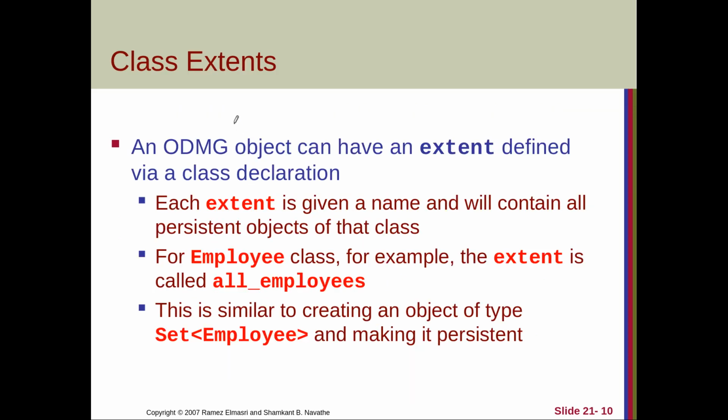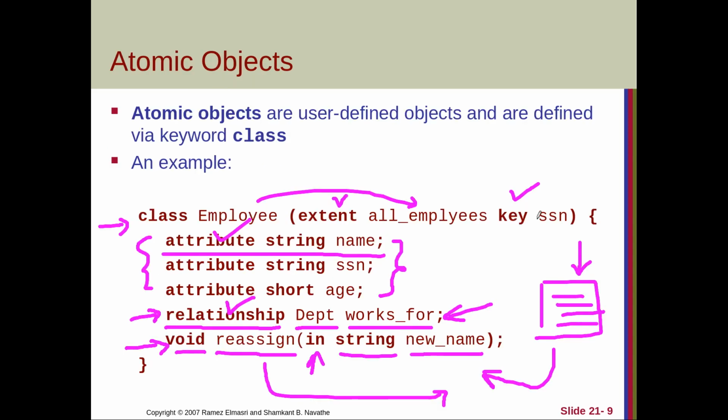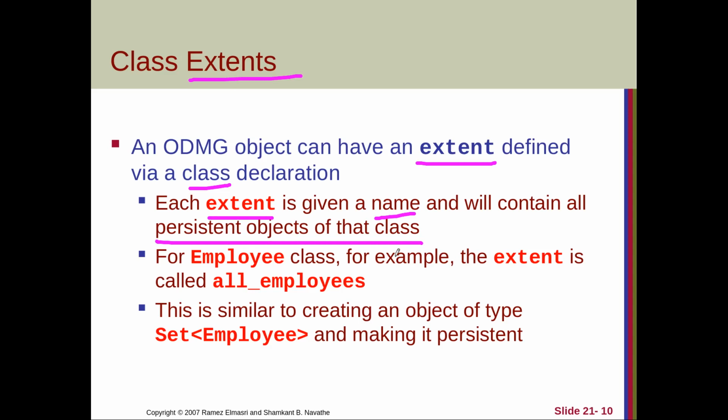Now what is this class extends? I have already explained that. Once again I will just read this. It can have an extend defined in a class declaration. Each extend is given a name and will contain all persistent objects of that class. So all employees is the persistent name given under extend, and this all employees will contain all the employee objects which are persistent. For the employee class, for example, the extend is called all employees.